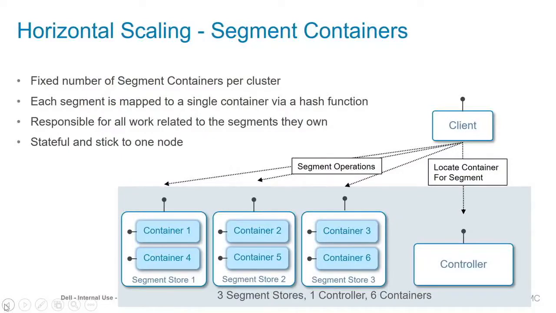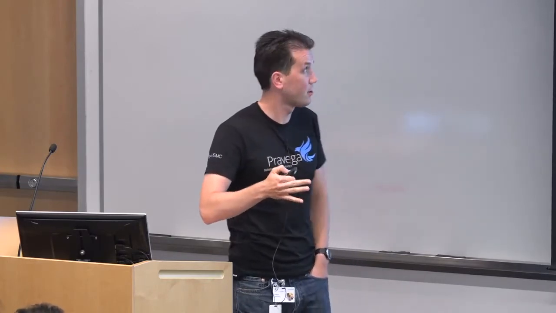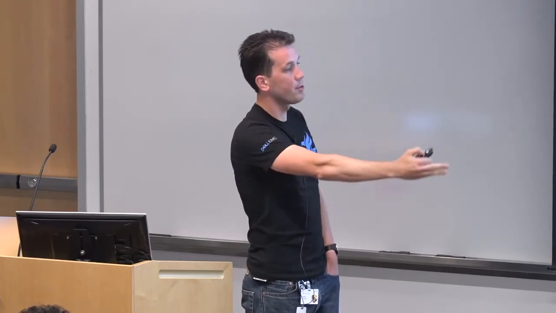So let's talk a bit about segment containers. When you define a cluster, you define a number of segment containers. That's the current state of things right now, but we have some work on the way to be able to change that number in the future dynamically while the cluster is still running. Each segment is mapped via a hash function based on its name to a container. And then the containers are uniformly distributed across the cluster. Each segment container is responsible only for the work for the segments that it owns. So it doesn't really care about segments mapped to other containers.